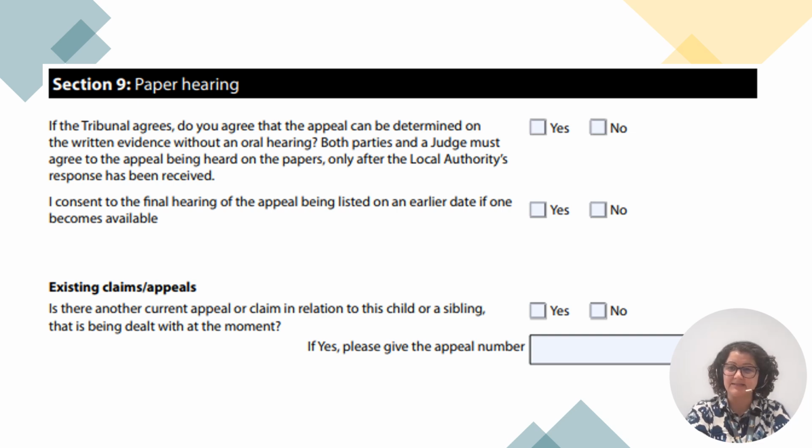The next box asks if you'd be happy to bring your appeal date forward if an earlier date becomes available. If you would like your appeal to be processed as soon as possible, we would advise you to click yes. Again, you are asked if there are any existing claims for your child or siblings, so you can add the appeal number within the box provided if there are.